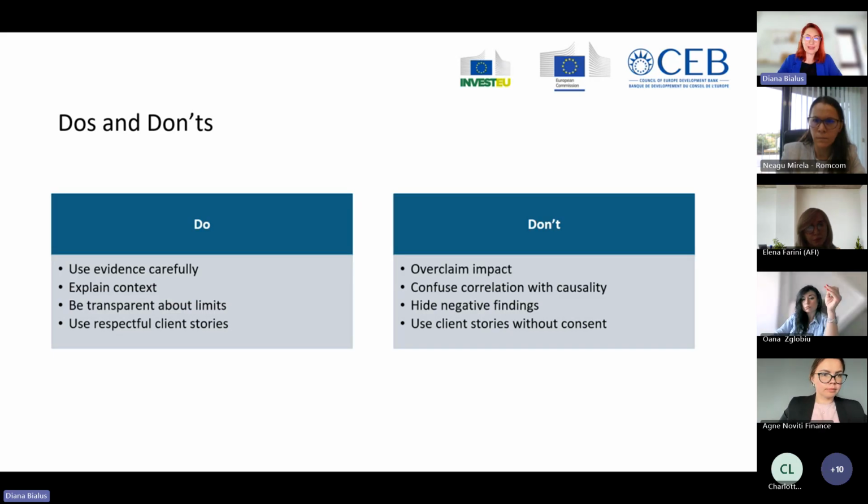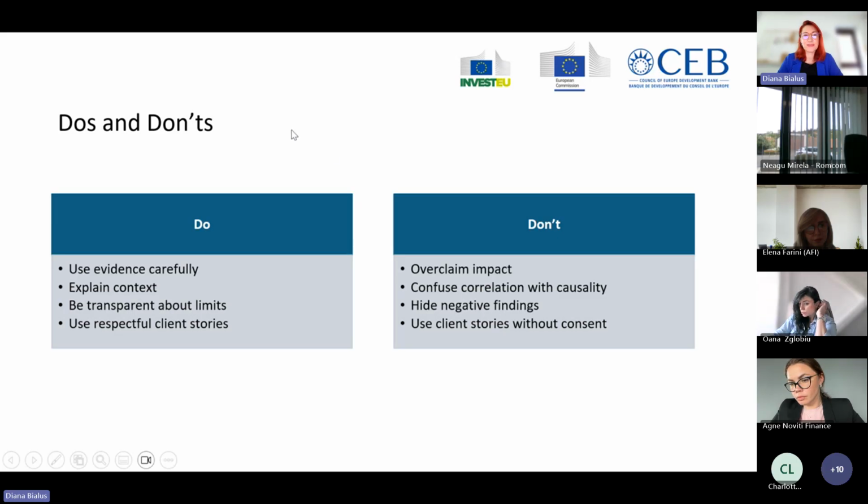And then what not to do, and I'm sure you are aware of these. Don't overclaim impact, or confuse correlation with causality. Don't hide any negative findings or challenges encountered. And always ensure you have clients' consent when sharing their case.